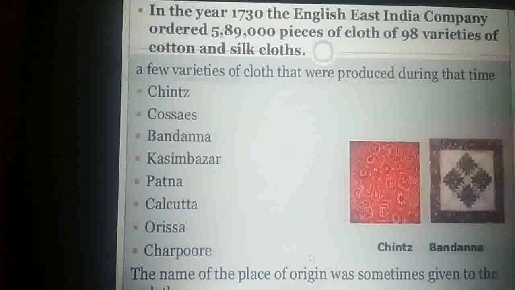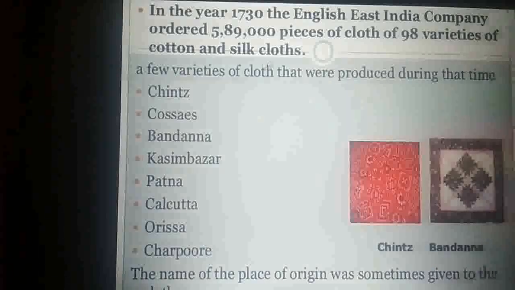Another example is over here. The East India Company in 1730 ordered at least 589,000 pieces of cloth of 98 varieties made of cotton as well as silk. The important ones are chintz, cossaes, bandana, Kasim Bazar, Patna, Calcutta, Orissa, Charpuri; these are the names of these cloths. Here is a photograph of a chintz type of cloth, and here is the bandana type of cloth.